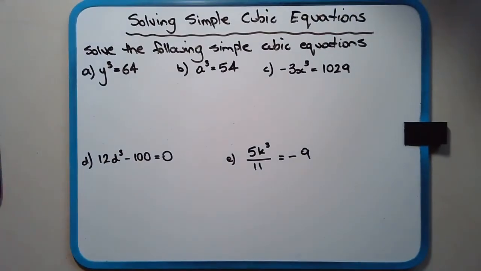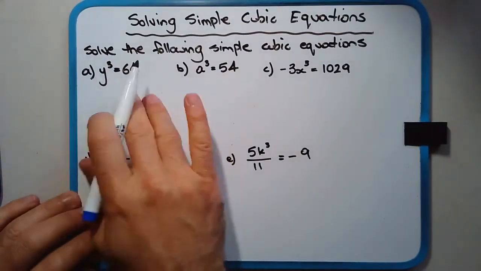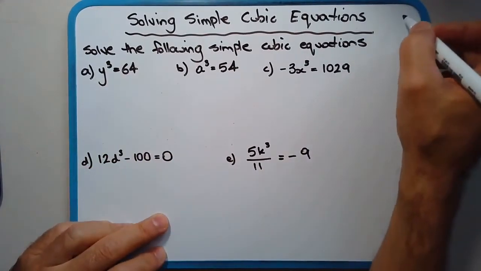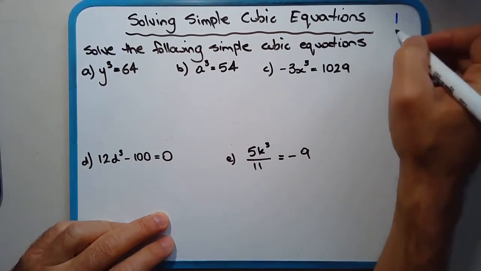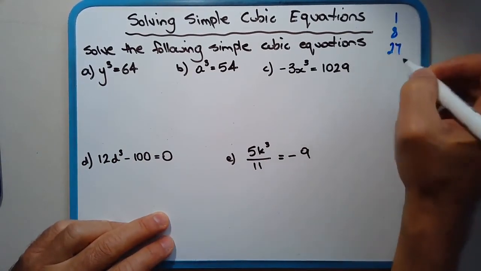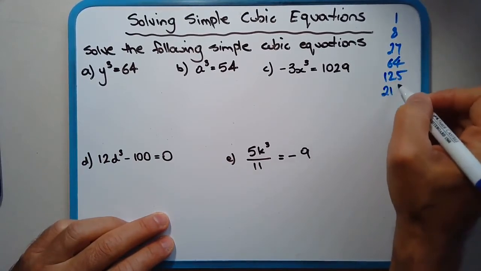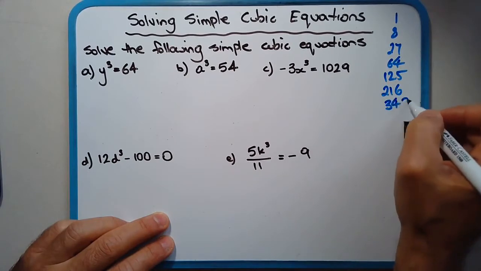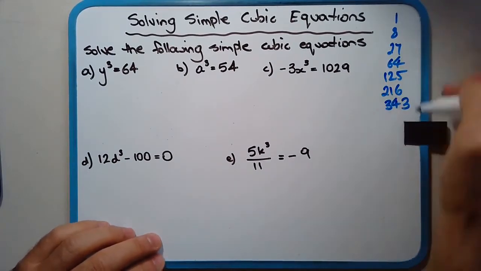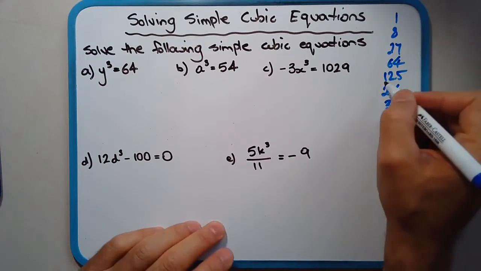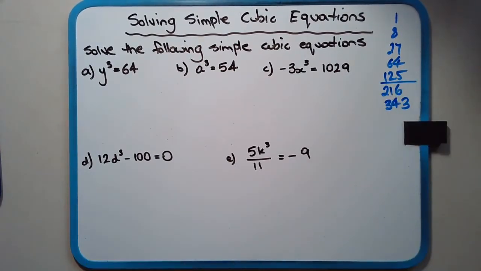y cubed equals 64. And just before I go any further, it would actually help to note the first few cubic numbers, just like with square numbers. 1 cubed is 1, 2 cubed is 8, 3 cubed is 27, 4 cubed is 64, 5 cubed is 125, 6 cubed is 216, 7 cubed is 343. Just nice numbers to note. You don't have to remember them, but through some practice, the first 5 should be easy enough to keep in mind.